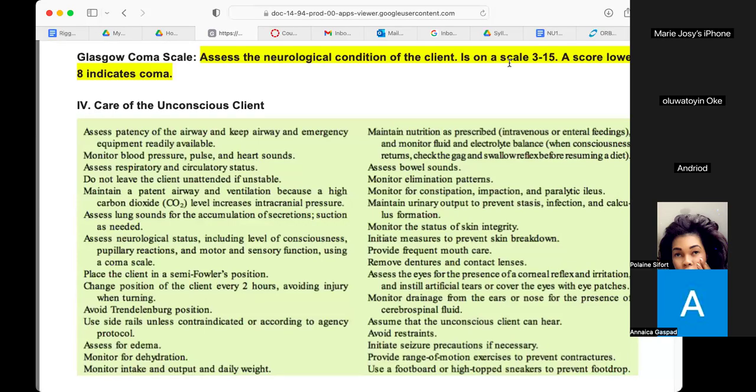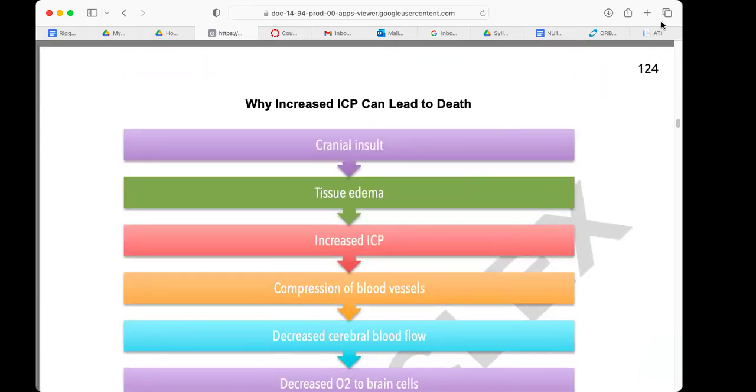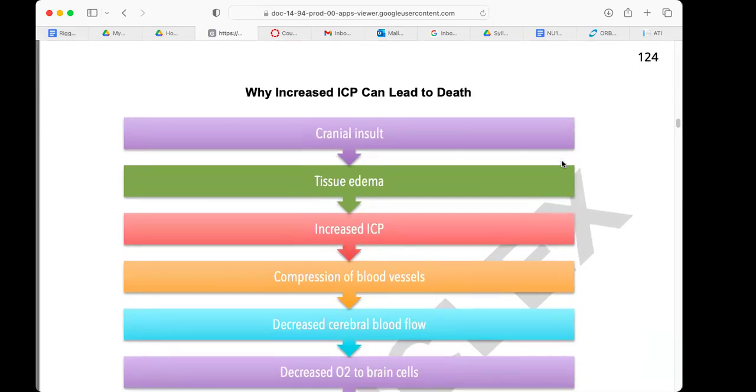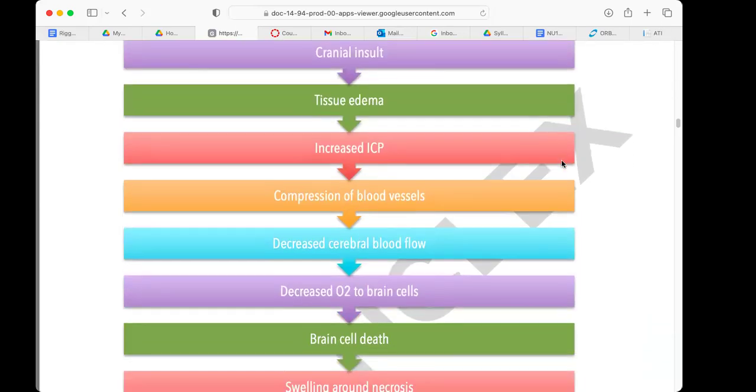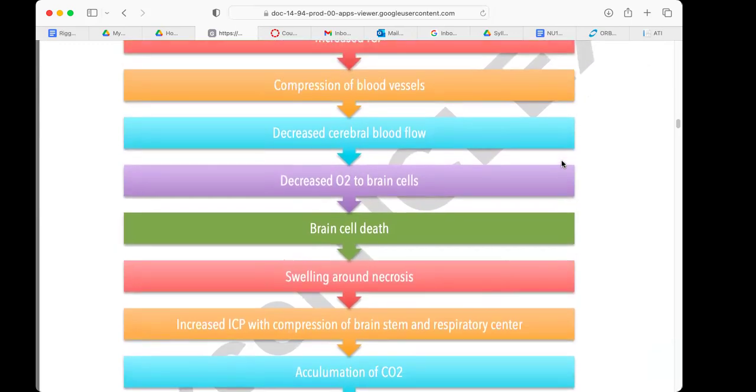All right. So where we left off last class, we were talking about increased ICP, and just make sure you go over page 124 to understand why increased ICP can be fatal. And basically just understanding, and you can even write this down, that increased ICP can be fatal because it will reduce blood flow to the brain tissue.